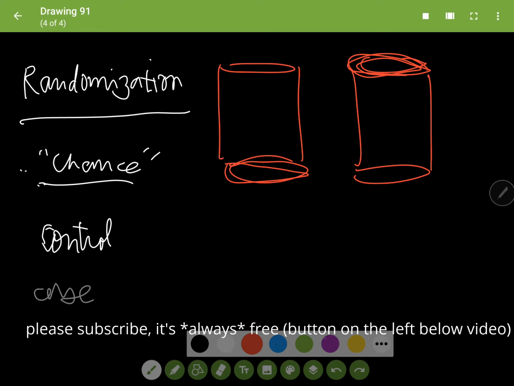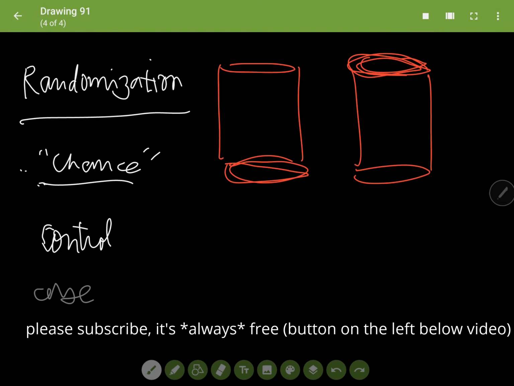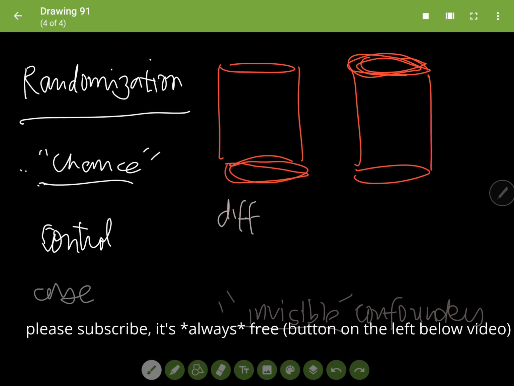And a lot of times when we do studies, there are invisible confounders. So they're invisible because either they're difficult to measure. You might know they're there, but they're difficult to measure, or you just don't know that they're there.